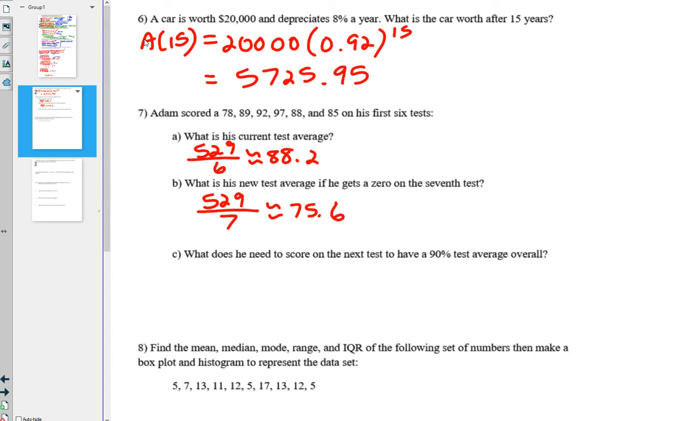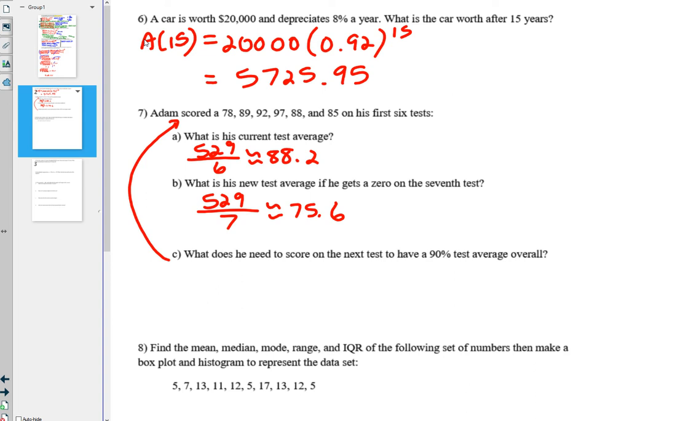And then this is the one that, if you remember, was originally a bonus question. Then it became a real question, and still people missed it, and we went over this in class. What does he need to score on the next test to have a 90% average overall? So now we just need to, all right, let's assume that C ties into the original. Because if not, he might not be able to get to that 90 from a 75 on one test.